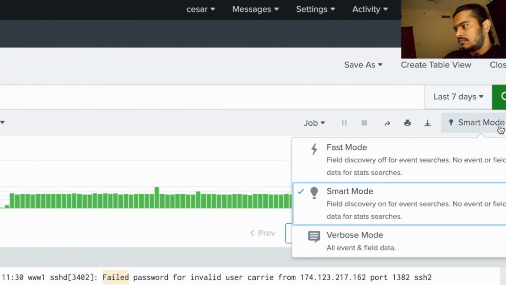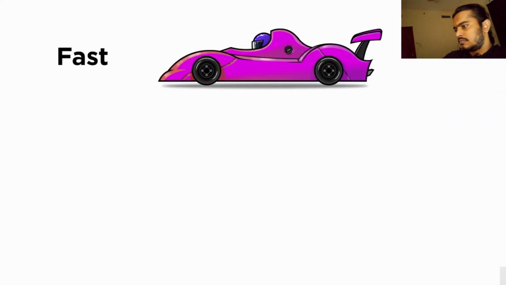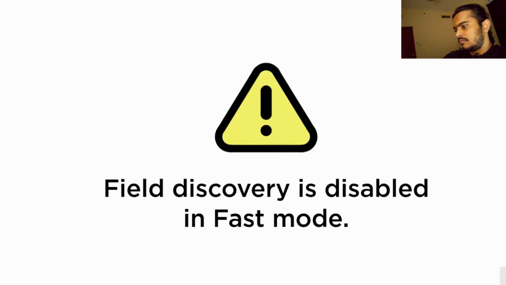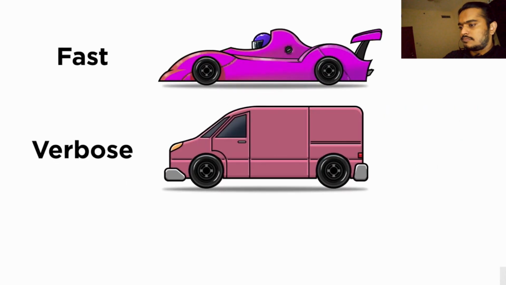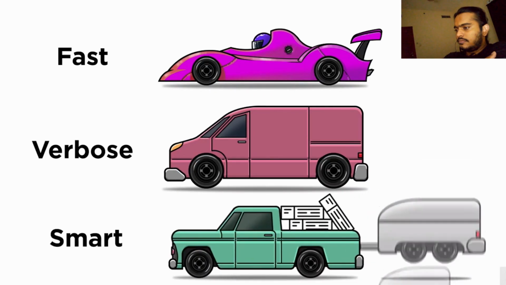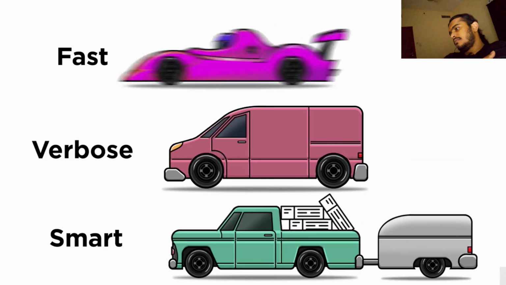There are 3 search modes you can choose from the search mode selector: Fast, Smart, and Verbose. With Fast cutting down on the field information that is returned, field discovery is disabled for this mode, only returning information on default fields and fields required to fulfill your search. Verbose mode returns as much field and event data as possible, discovering all the fields it can. The default Smart mode will toggle behavior based on the type of search you are running.